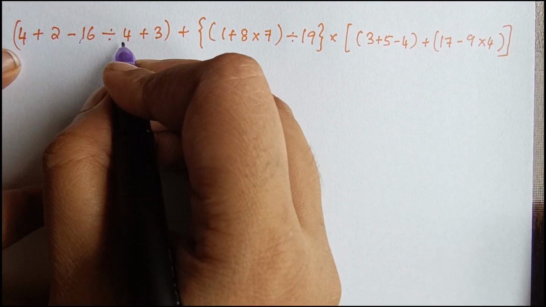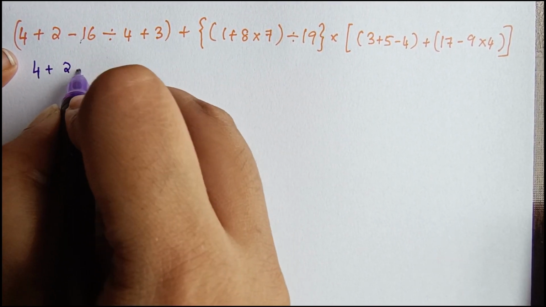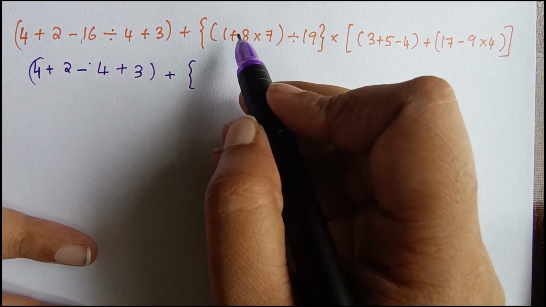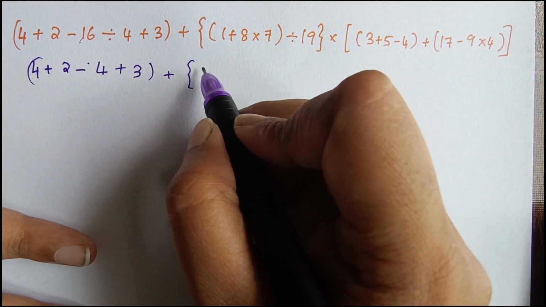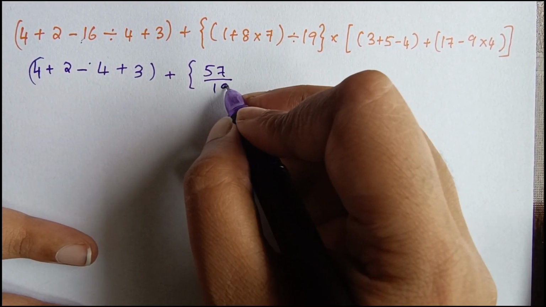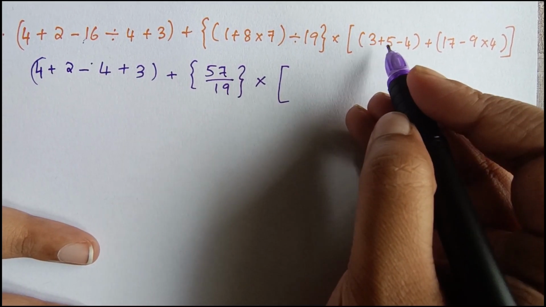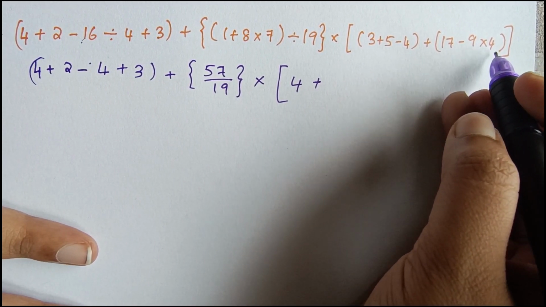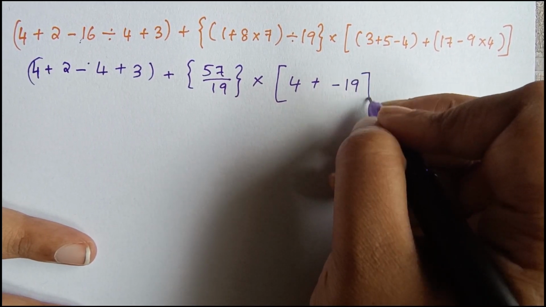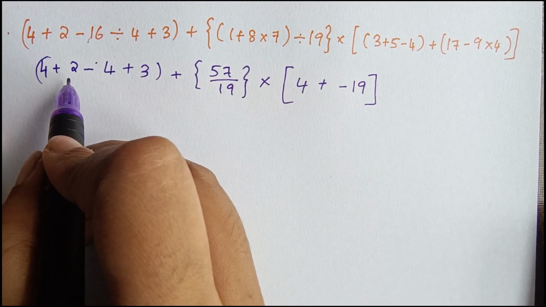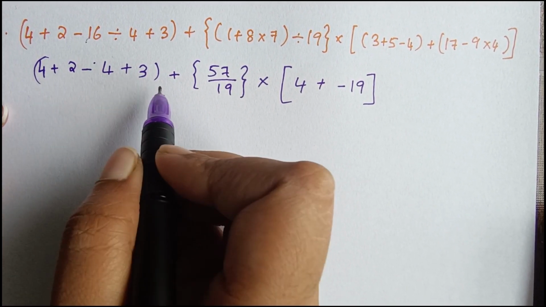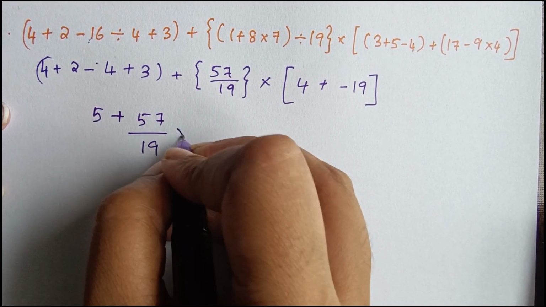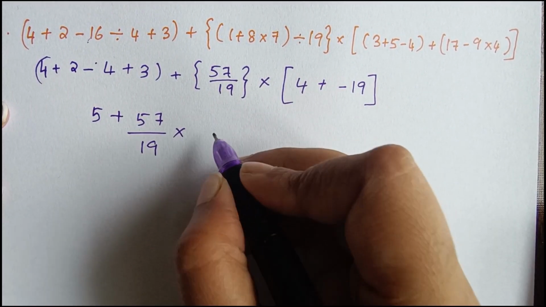Here also you have a small bracket: 4 plus 2, minus 16 divided by 4. You will do the division first, which is 4. Plus 3. Here 8 into 7 is 56, plus 1 is 57. 57 divided by 19 into 3 plus 5 is 8. 8 minus 4 is 4. Plus 17 minus 9 into 4: 9 fours are 36, 17 minus 36 is minus 19. Here 4 plus 2 is 6, 6 minus 4 plus 3 is 5.